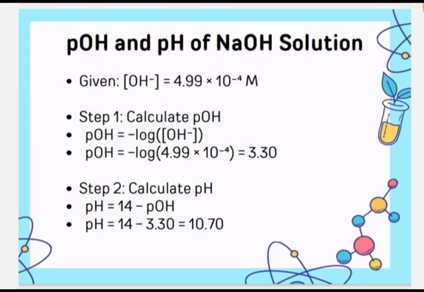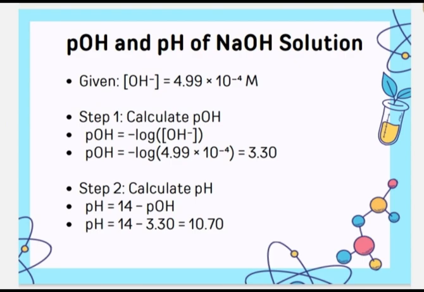For the question on pOH and pH of NaOH solution, we were given OH minus as 4.99 times 10 to the negative 4 mole. Step 1, we have to calculate pOH. The formula for pOH is negative log OH minus. So we put OH minus inside the formula, and then we get negative log 4.99 times 10 to the negative 4 equals 3.30.